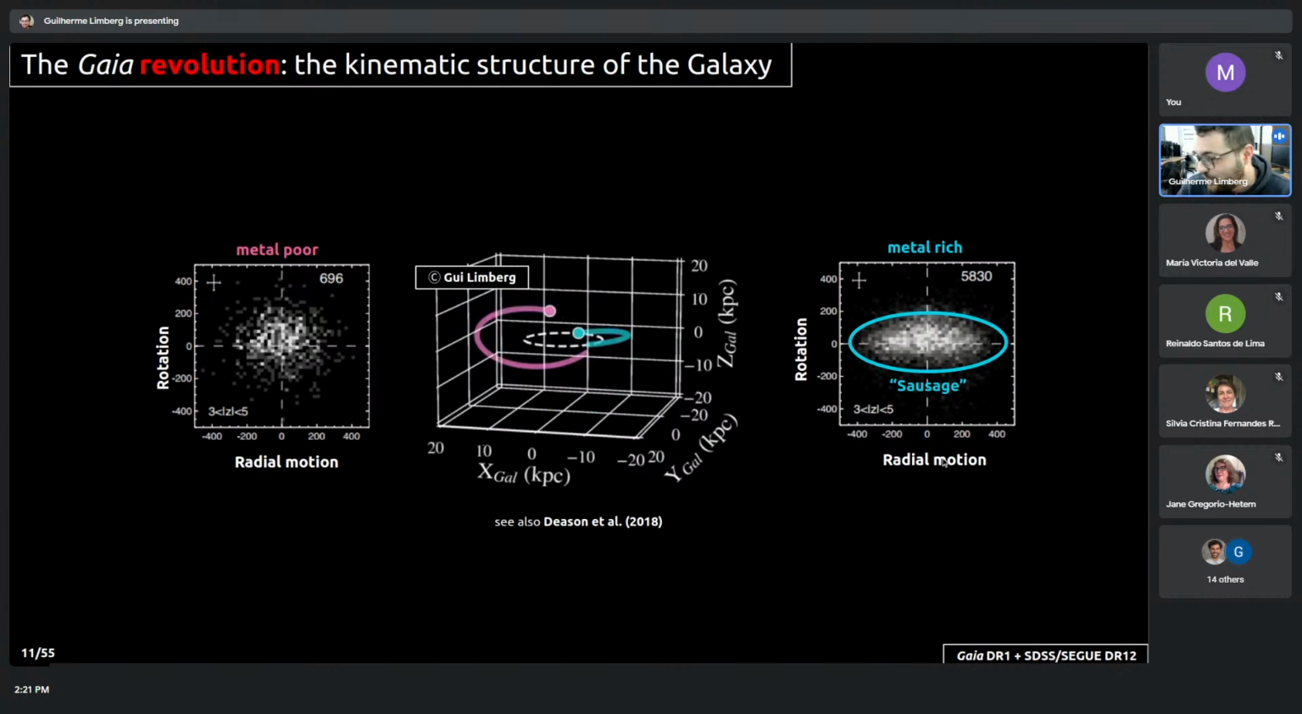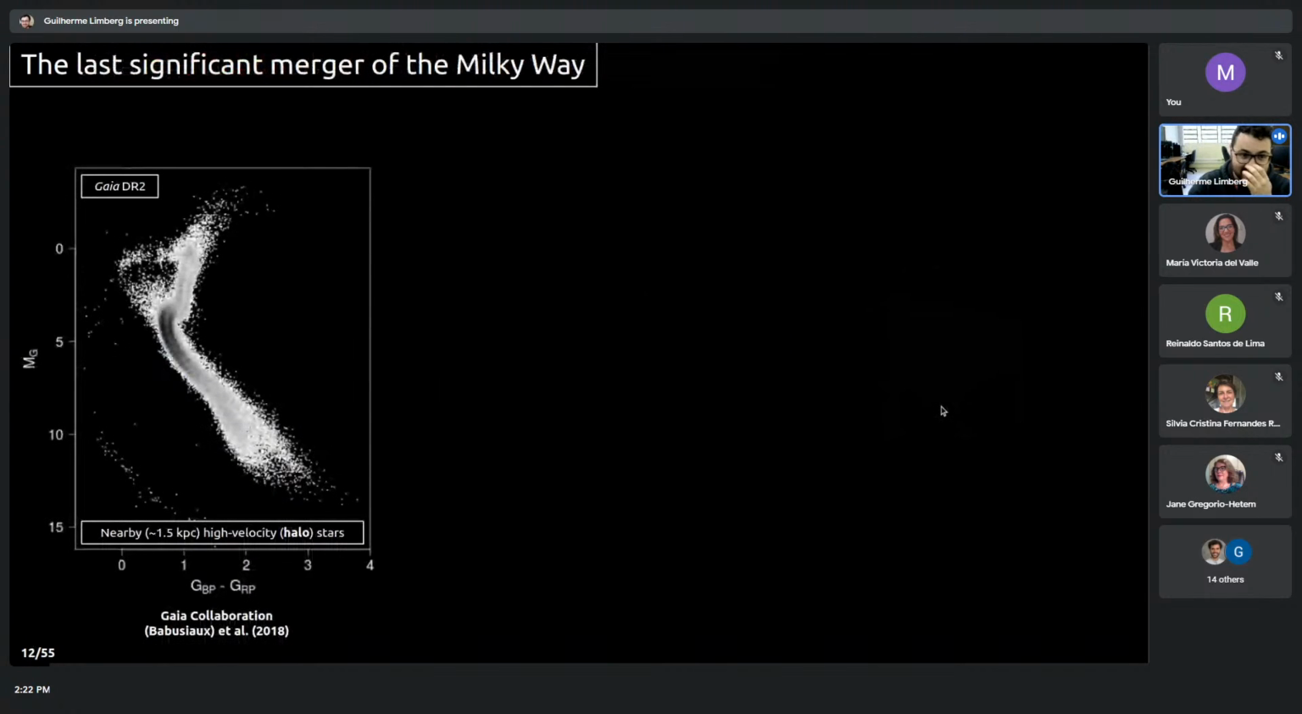Okay, so how we can explain this duality in the halo is something that I will try to explore in the next slides. So then came Gaia-DR2. All of the work I showed in the previous slide was done with a combination of Gaia-DR1 and SDSS, and then came Gaia-DR2.